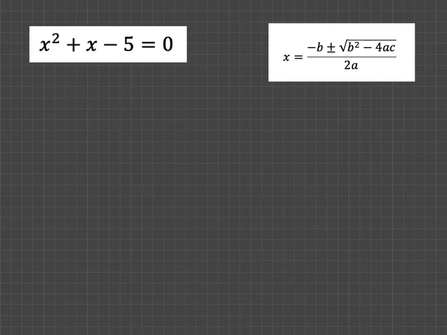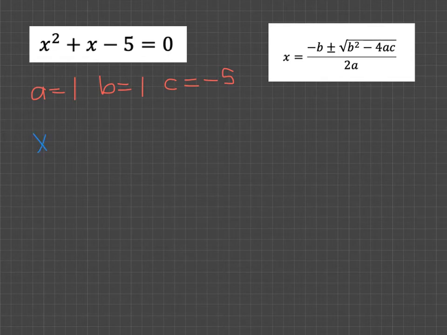It can be helpful to identify a, b, and c. So a is the coefficient on the x squared term, which is a 1. B is the coefficient on the x term, which is also a 1, and c is the constant, which is -5. It's important to include that negative with the 5. Let's now find the solutions by using the formula.